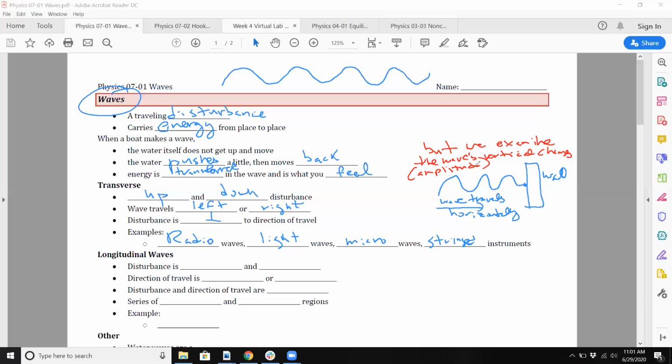Now, longitudinal waves, the disturbance is now left and right. And the direction of travel is still left or right. So as you can imagine, the disturbance and direction of travel are now parallel together. There are a series of compressed and stretched regions. Examples would be kind of like a sound wave.